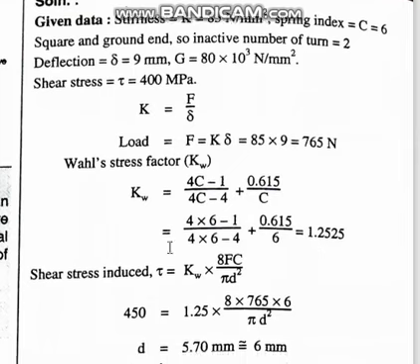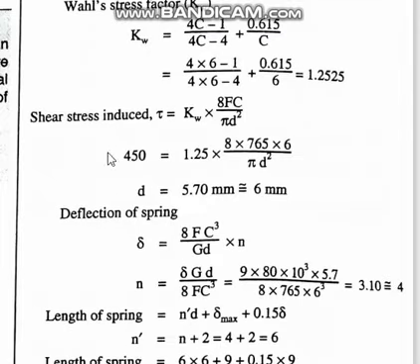Okay, and now we have one formula, the shear stress formula, tau is equal to kW into 8 F c upon pi d square. See, in terms of c this is; had it been in terms of capital D, it would have been 8 F D upon pi d cube. But because we are using c, it comes as 8 F c upon pi d square. It is not much confusion. It is the same formula which can be written in terms of c also. Now substituting all these values, you will be able to find out what d is. d is coming to 5.7. You can round it to 6 mm.